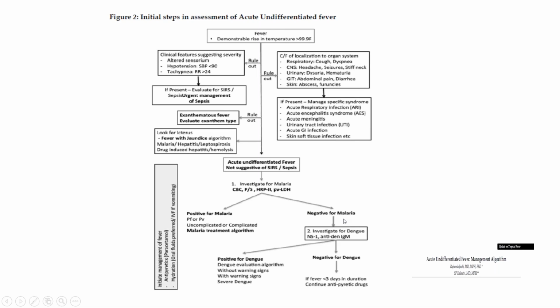If, however, you are not able to diagnose malaria, the second thing you should do is investigate for dengue. The best thing to do is an NS1 antigen and also an anti-dengue antibody. If dengue is positive, treat accordingly. If not, then you will continue with antipyretics if the fever is less than 3 days, and if it is more than 3 days, we will see what we need to do further.